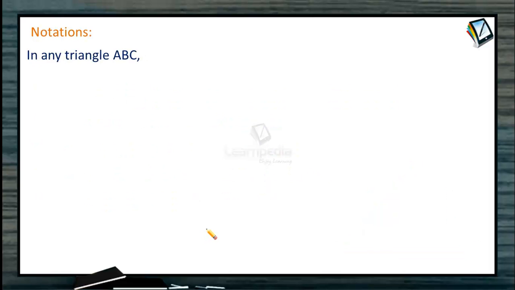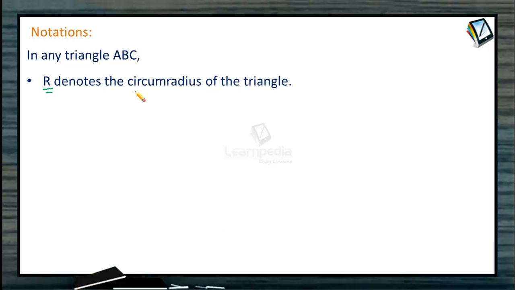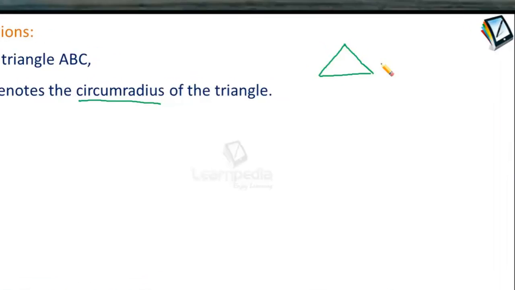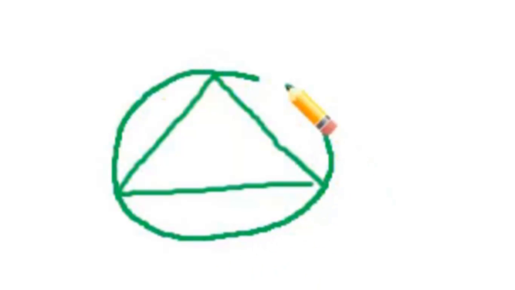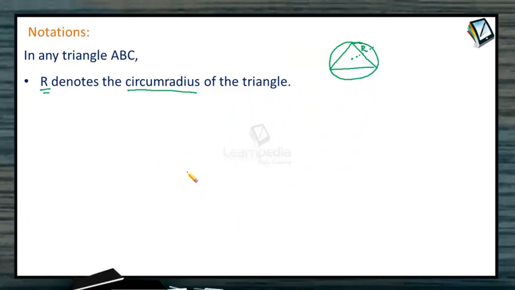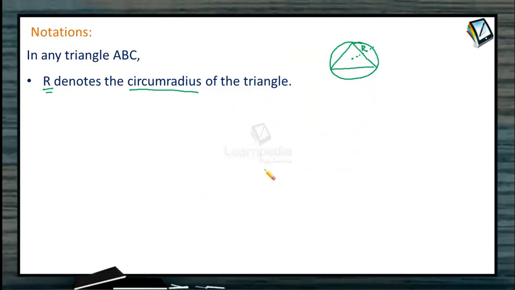Now these are some of the notations which we also use in terms of the circles related to a triangle. Now capital R would always denote the circumradius of the triangle. That is, for a triangle, when you draw a circle which is circumscribing it, how does it look like? Yes, a circle which is passing through all the three vertices of the triangle. Such a circle's radius is denoted by capital R. The circumradius is denoted by capital R.